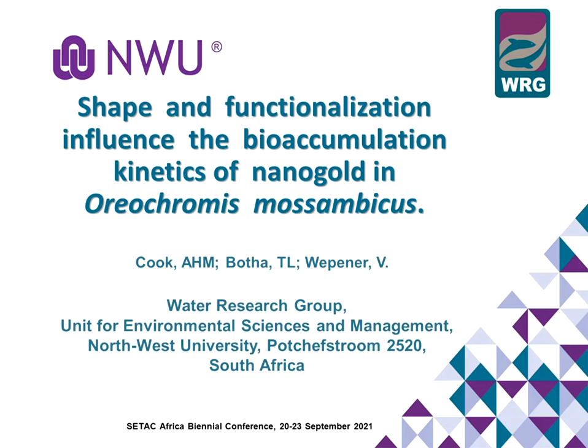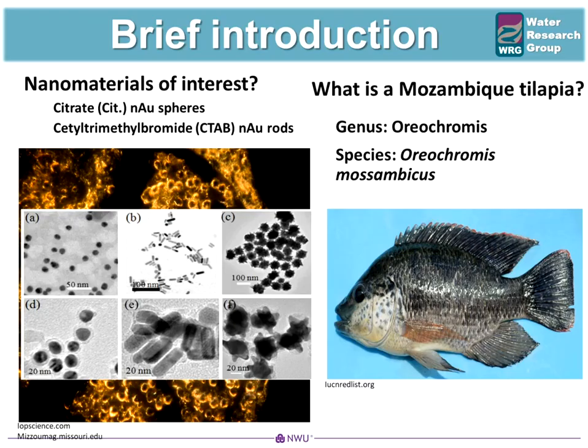I'll be presenting one of my studies entitled The Shape and Functionalization Influence the Bioaccumulation Kinetics of Nanogold in Oreochromis mozambicus. Nanogold comes in a variety of shapes such as rods, spheres, and stars, and is limited to a size range of 1 to 100 nanometers in diameter. Nanogold is versatile, providing purpose in the medicinal, agricultural, cosmetic, and electronic industries.